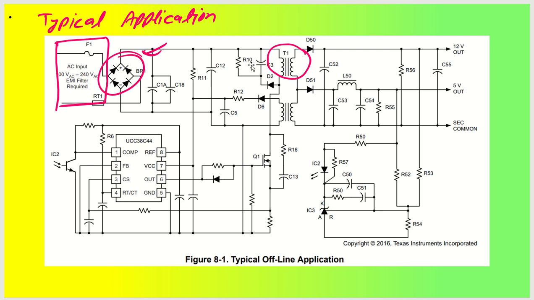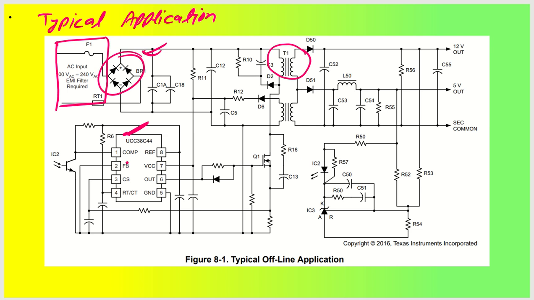We have other circuitry also, like the RCD snubber and the auxiliary output. Here we actually have two outputs: one is 12 volt, and another is 5 volt. So this transformer is giving two outputs right now, both in flyback mode. Our main purpose is to design this particular UCC circuit. UCC3844 is being used for this particular application.